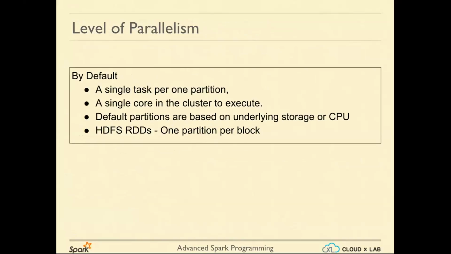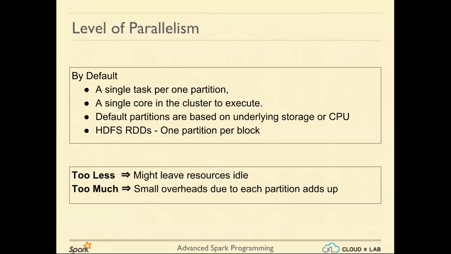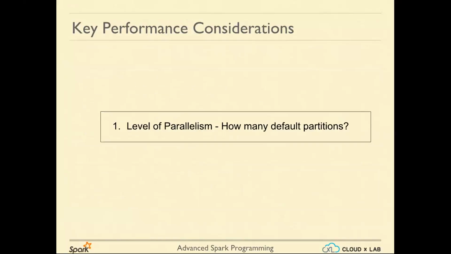So basically, the level of parallelism is controlled by the number of partitions. That's the main knob you have. If you have too many partitions, then there'll be an overhead due to each partition. And if you have too few partitions, then most of the resources in the cluster will be idle. All right, now the question is, how many default partitions? That's the first question that we face.